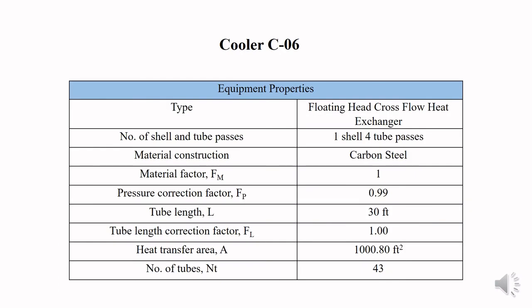Also same to the previous cooler, for cooler 6 the type is also floating head cross-flow heat exchanger with one shell, 4 tube passes, and the material construction for C06 is also carbon steel.